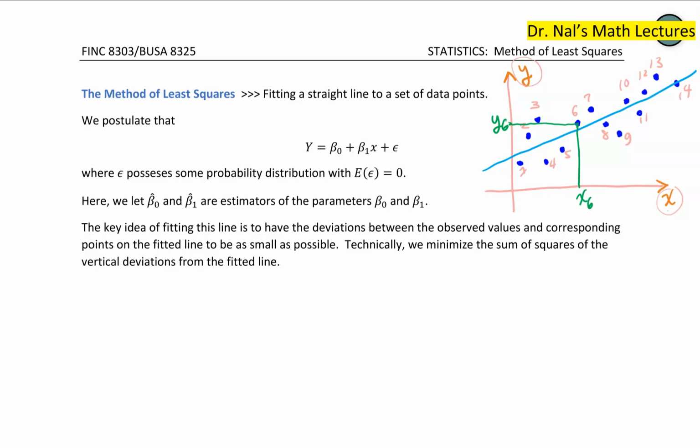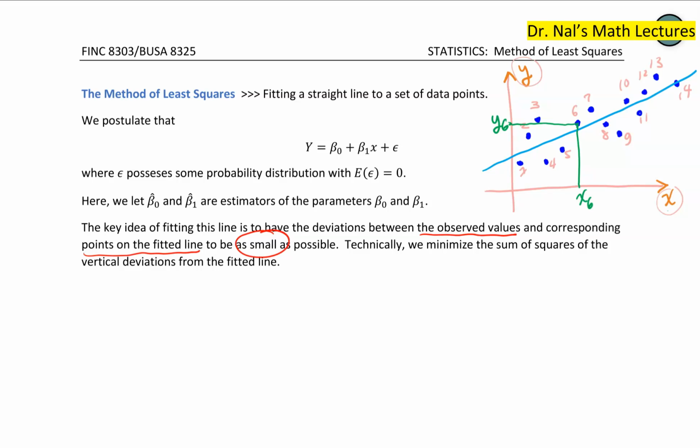So we postulate a straight line, we call it a line of best fit, that will fit into these data points. And the key idea here is, I think we can eyeball and see what is so special about that blue line. This is our line of best fit. So the key idea here is that we are trying to make the deviations between the observed values and the corresponding points on the fitted line as small as possible.